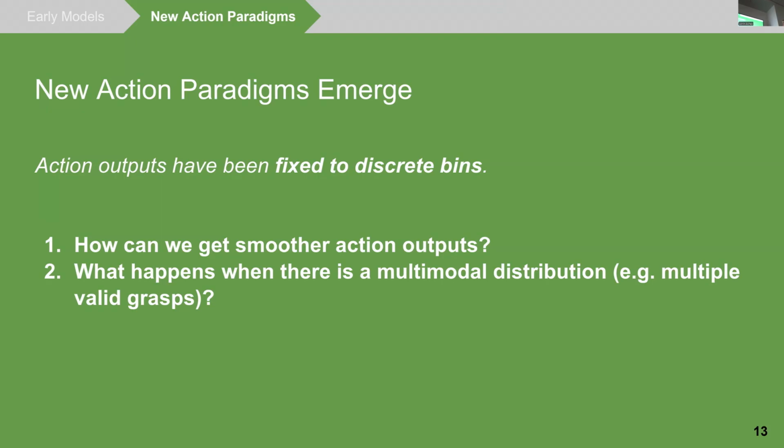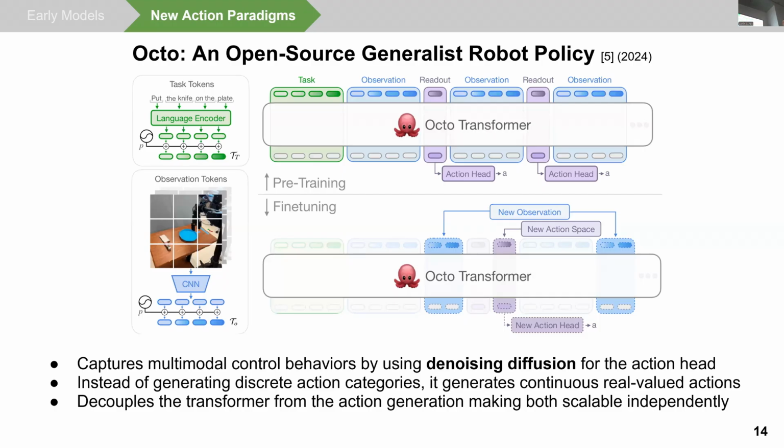So how can we get smoother action outputs? And then what do we do when there's a multimodal distribution? So if you have multiple valid grasps of an object, for instance, how do you handle that with these action outputs? And that's what we'll talk about for these new action paradigms.